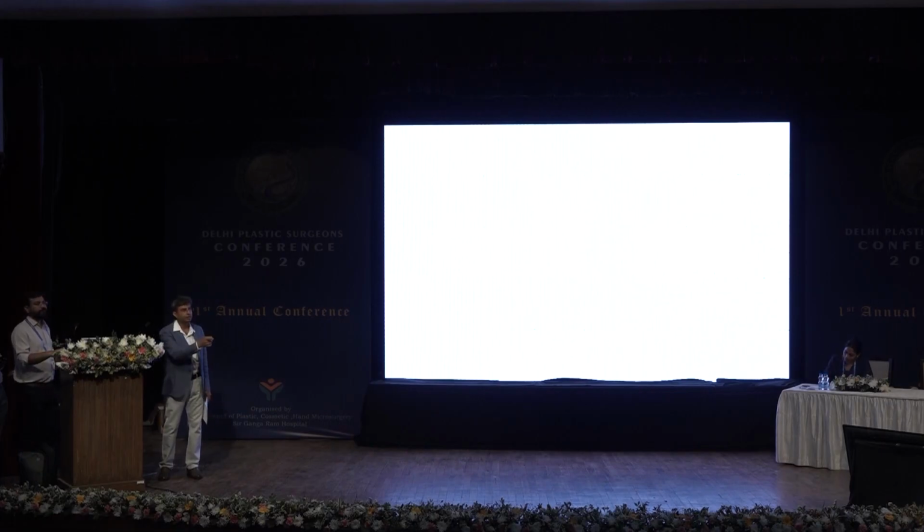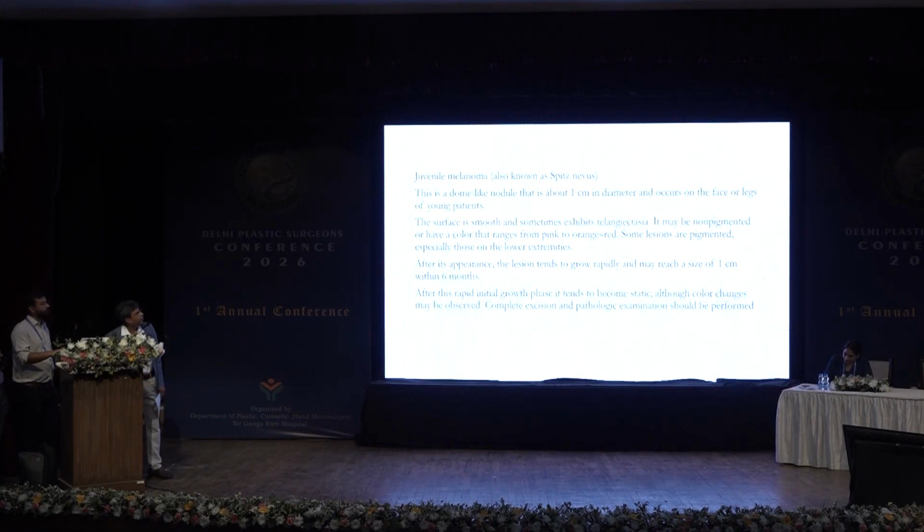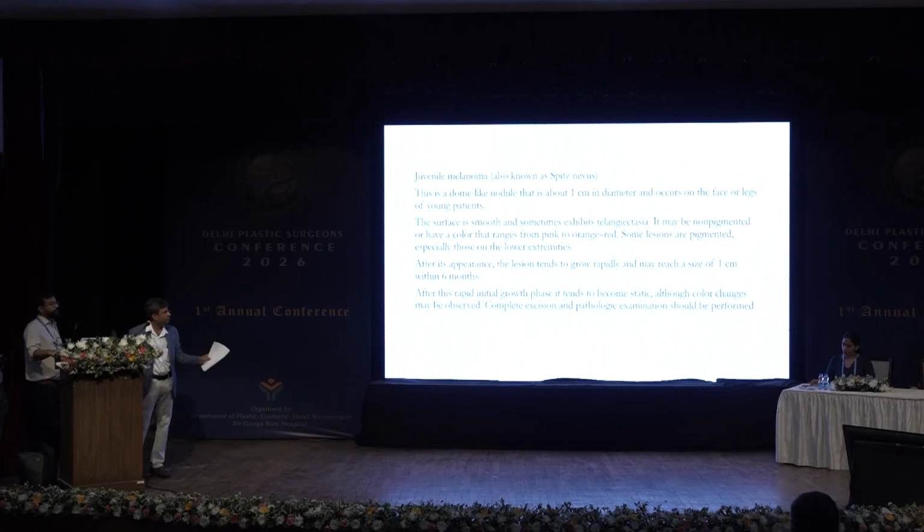Time up. Dysplastic nevus. No. The correct answer is, it's a juvenile melanoma, also known as Spitz nevus. So this is a dome-like nodule which is 1 centimeter in diameter, and it occurs on face and legs of young patient. Surface is smooth and sometimes exhibits telangiectasias. Okay? So I think we are finished with this round.